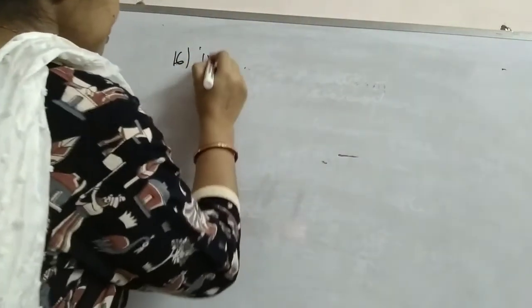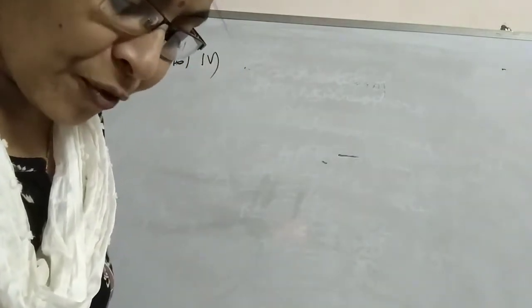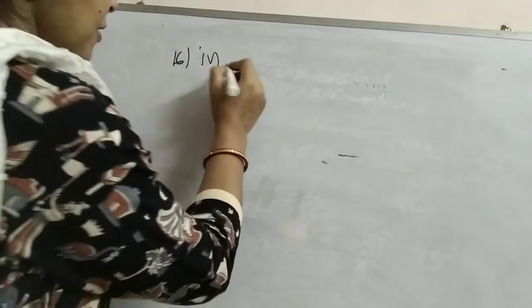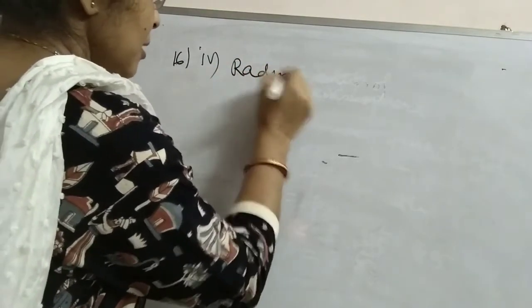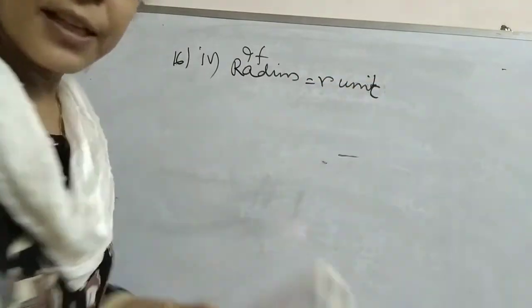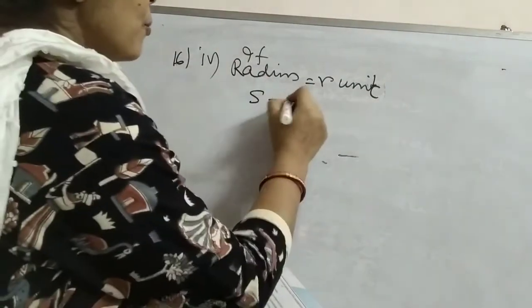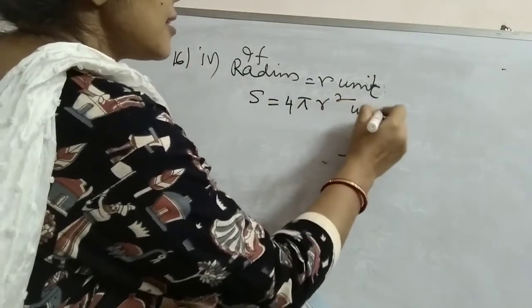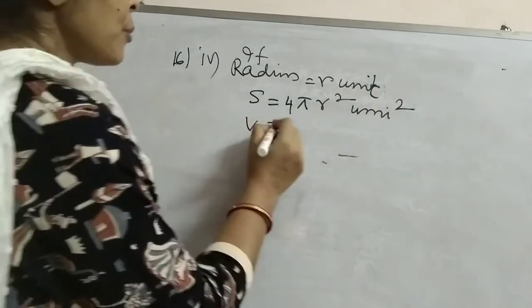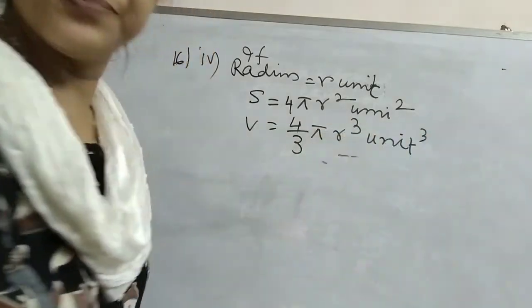Sum number 4. If the curved surface area of the solid sphere is S and the volume V, let us write the value of S cube by V square. If the radius equal to r unit, then the curved surface area S equal to 4 pi r square unit square, and the volume equal to 4 by 3 pi r cube unit cube.